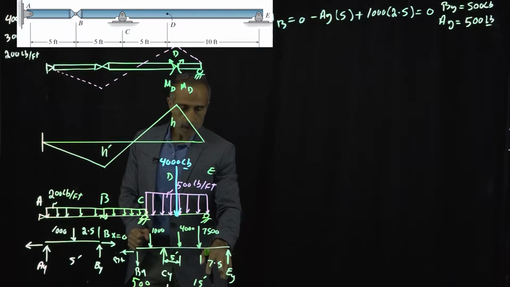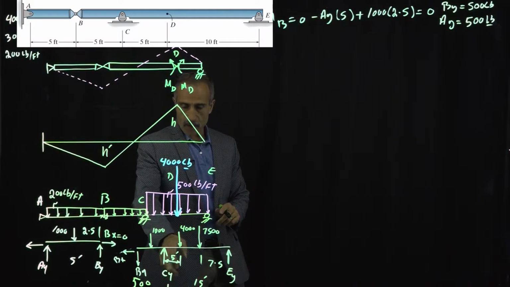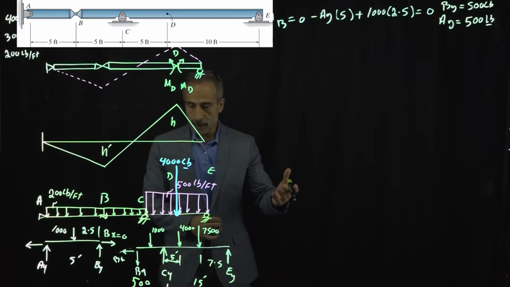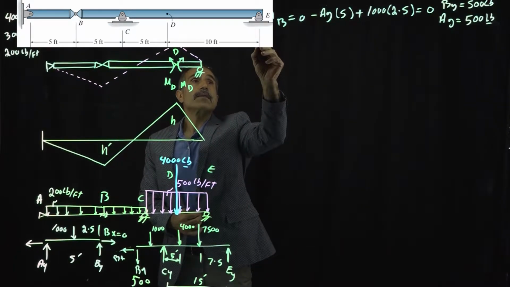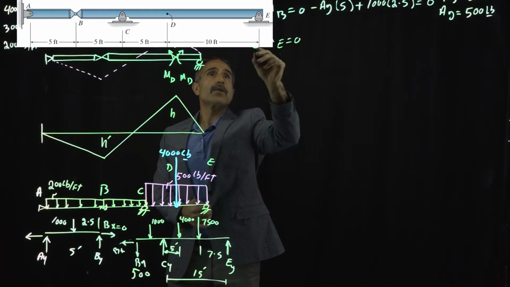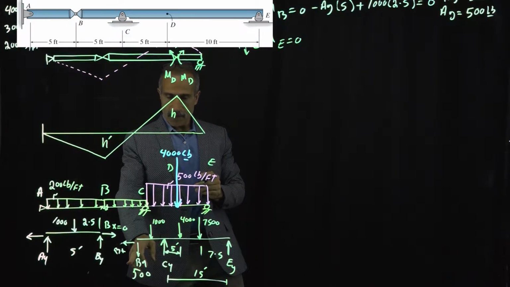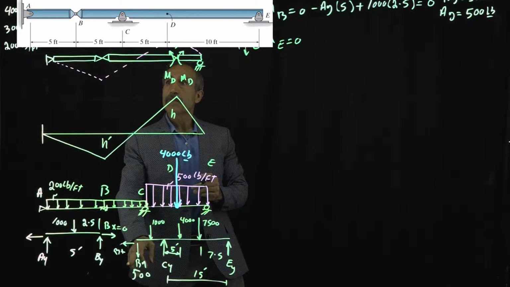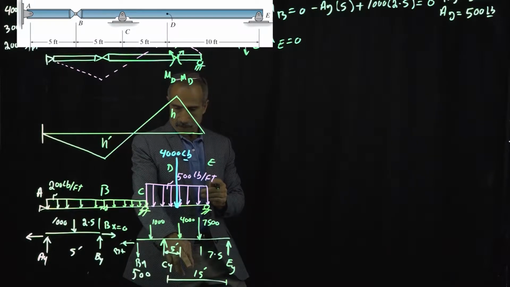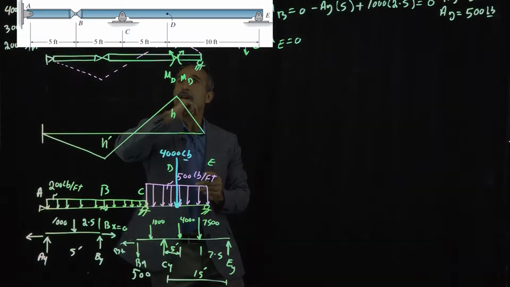And now we want to find out what EY is. That's what we're looking for. Or we can take a moment about CY, or we can take a moment about E and do summation of Y. So let's do the summation of moments about E equal to 0. Going counterclockwise is positive. We start from this angle, it'd be 500 times, that'd be 15 and 5 will be 20. 20, the whole beam is 5, 5, 10.